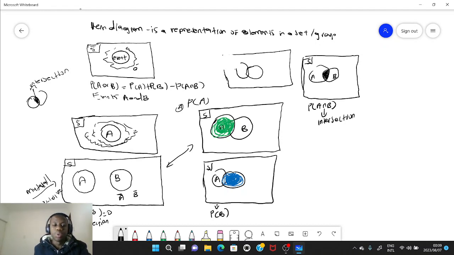So we saw the first one. The same thing applies here. If they say they want A, you will shade the entire A. If they say B, you will shade the entire B. You understand? So let's continue.